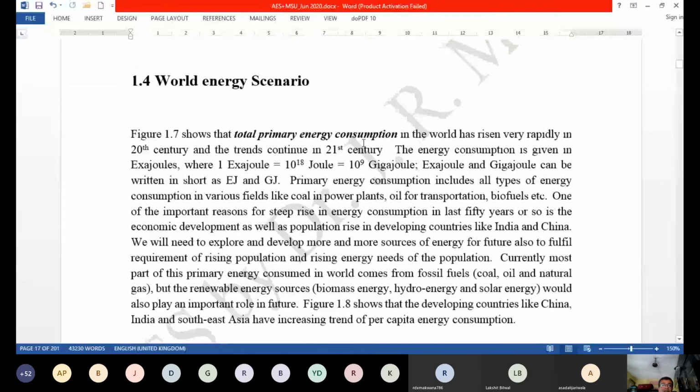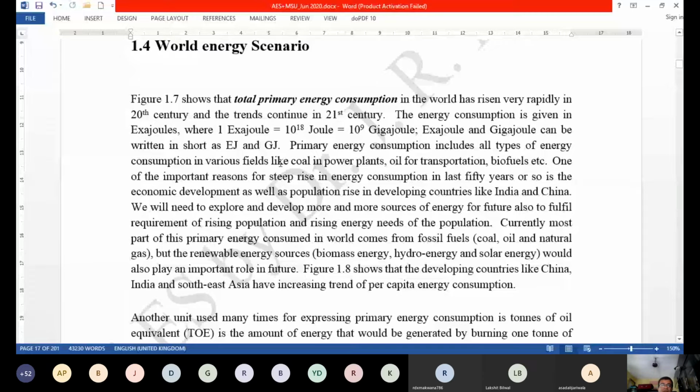Now, what is the energy scenario in the world? Like how much energy, let's say gigajoule also will be a small unit, so exajoule unit is used. 10 raised to 18 joule is an exajoule, so you can say it's 10 raised to 9 gigajoule. How much energy is being used in the world, and which source is it coming from? Percentage wise, which source is the most important or most dominant? And then what might happen in future?